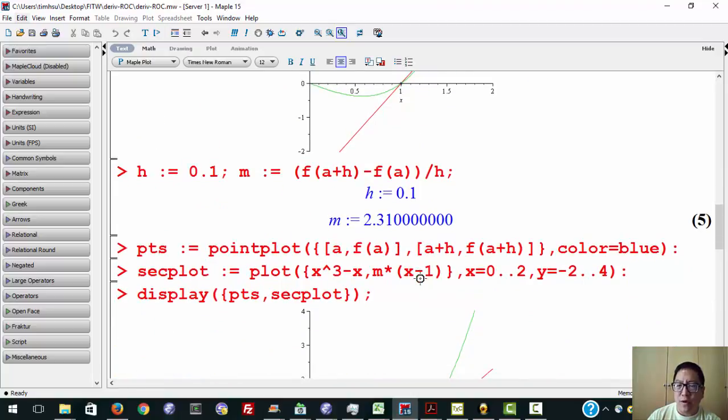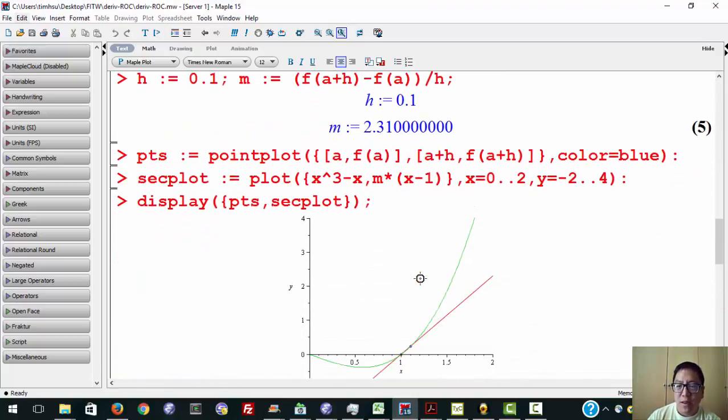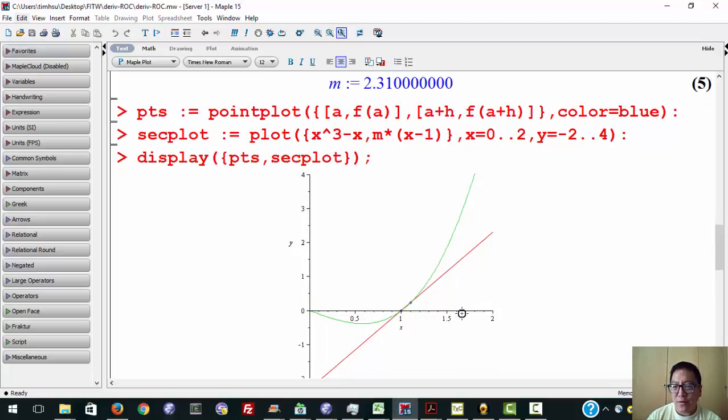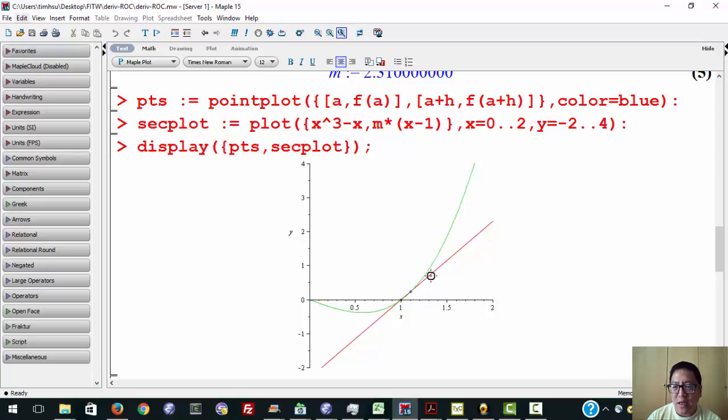For h equals 0.1, we get a secant slope of 2.31, and we get this picture here. And if you take off your glasses and make things a little blurry, you can see that you get a secant line which almost looks like it just bumps the curve, but not quite.